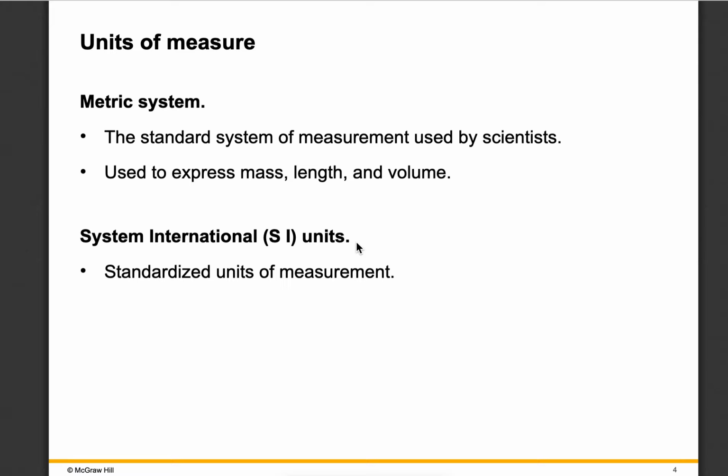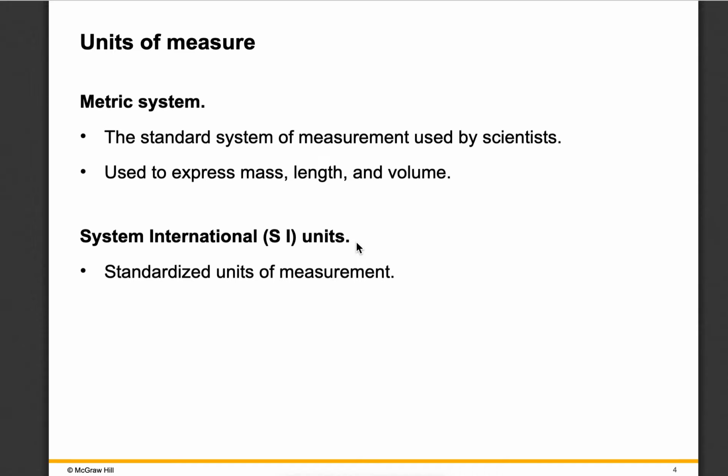First thing to talk about is units of measurement. Exercise physiology is a science. It's based in a lot of numbers as well, and so units of measure are a big thing. We have the metric system, which most people have heard of. Think kilograms, centimeters, meters, that type of thing.